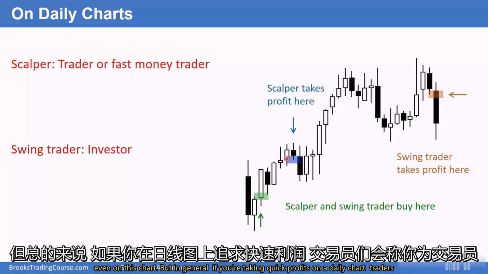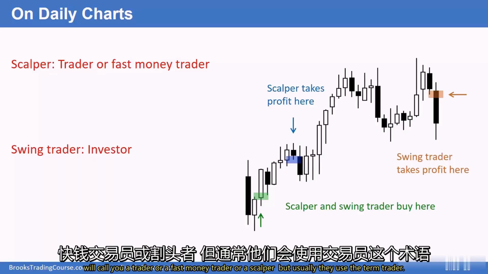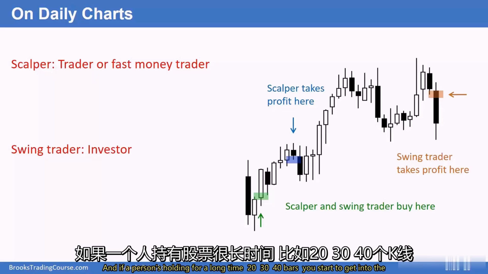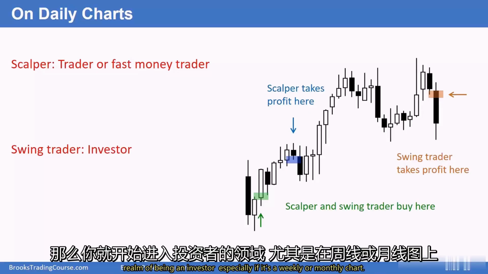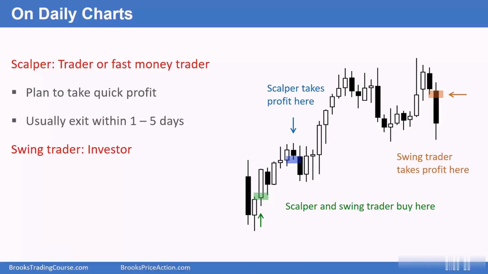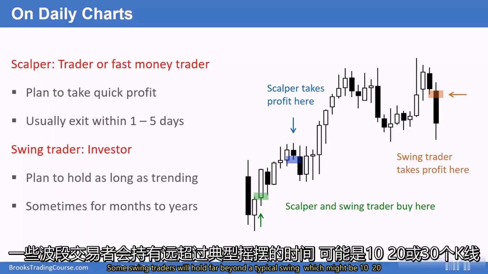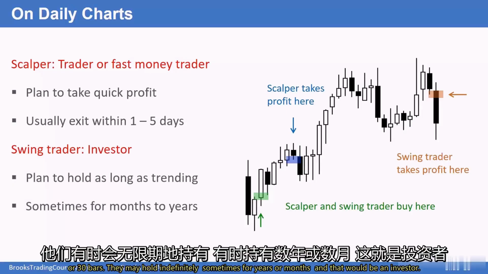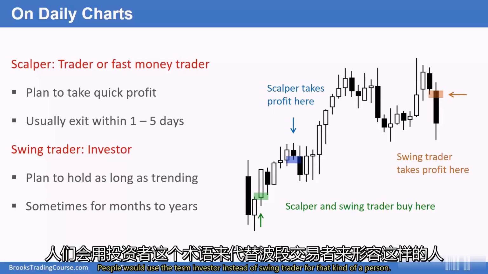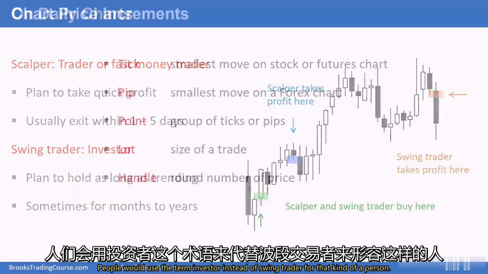But in general, if you're taking quick profits on a daily chart, traders will call you a trader or a fast money trader or a scalper. But usually they use the term trader. And if a person's holding for a long time, 20, 30, 40 bars, you start to get into the realm of being an investor, especially if it's a weekly or monthly chart. Some swing traders will hold far beyond a typical swing, which might be 10, 20, or 30 bars. They may hold indefinitely, sometimes for years or months, and that would be an investor. People would use the term investor instead of swing trader for that kind of a person.